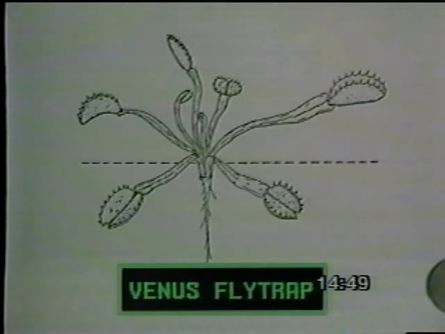There is one plant that turns the tables on the animal kingdom. That is the Venus flytrap. This plant eats insects. It opens its sticky pods until a bug settles on it. Then it closes with a snap, trapping its victims for a leisurely snack.